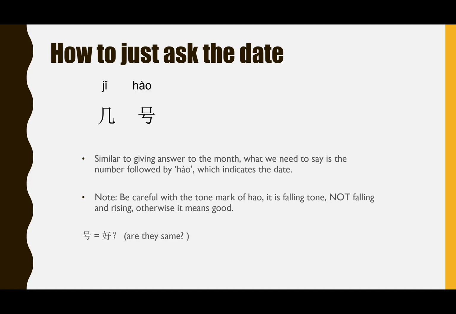Alright, how do we ask for the date? 几号. Similar to answering about the months, we say the number followed by 号, which indicates the date. Be careful with the tone mark of 号. It is the falling tone, dropping down, not falling or rising. Otherwise it means good, 好. Looking at these two characters, are they the same? No, of course they are different. The first one means the date, and the second one means good.